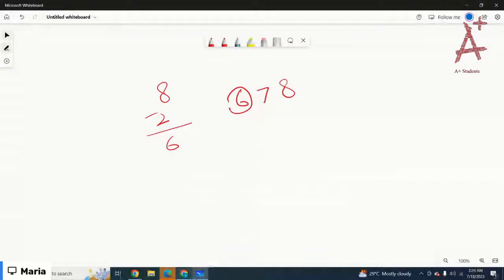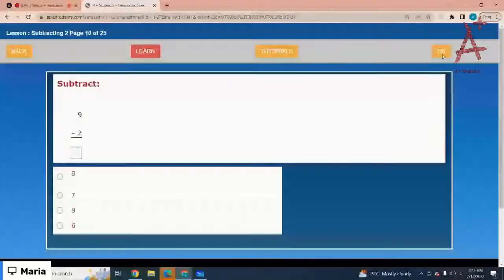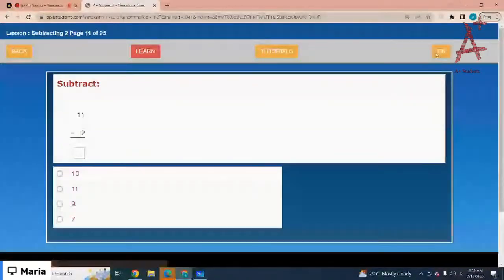The next one is take away 2. So which is the correct option here? The options are 8, 7, 9 and 6. So which is the correct one? 9 take away 2 is 7. Okay, you can complete the test by yourself later today. Let me just move on to the next lesson.